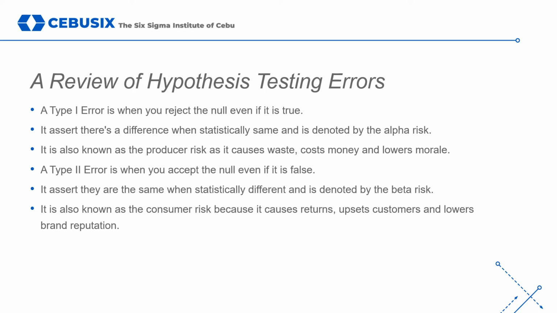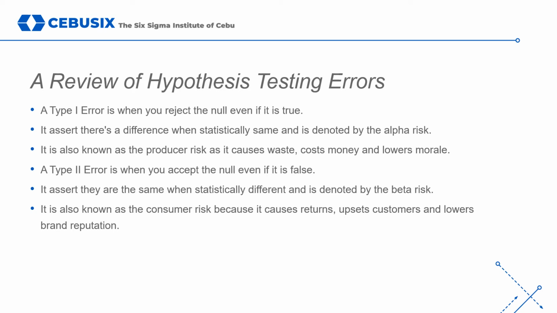A type 2 error occurs when you accept the null hypothesis when it is in fact not true. If you accept the hypothesis that the sample mean is statistically the same as the hypothesized mean, when in fact the sample mean is statistically greater than the hypothesized mean, then you have a type 2 error. Type 2 errors are denoted by beta. The type 2 error is also called the consumer risk.